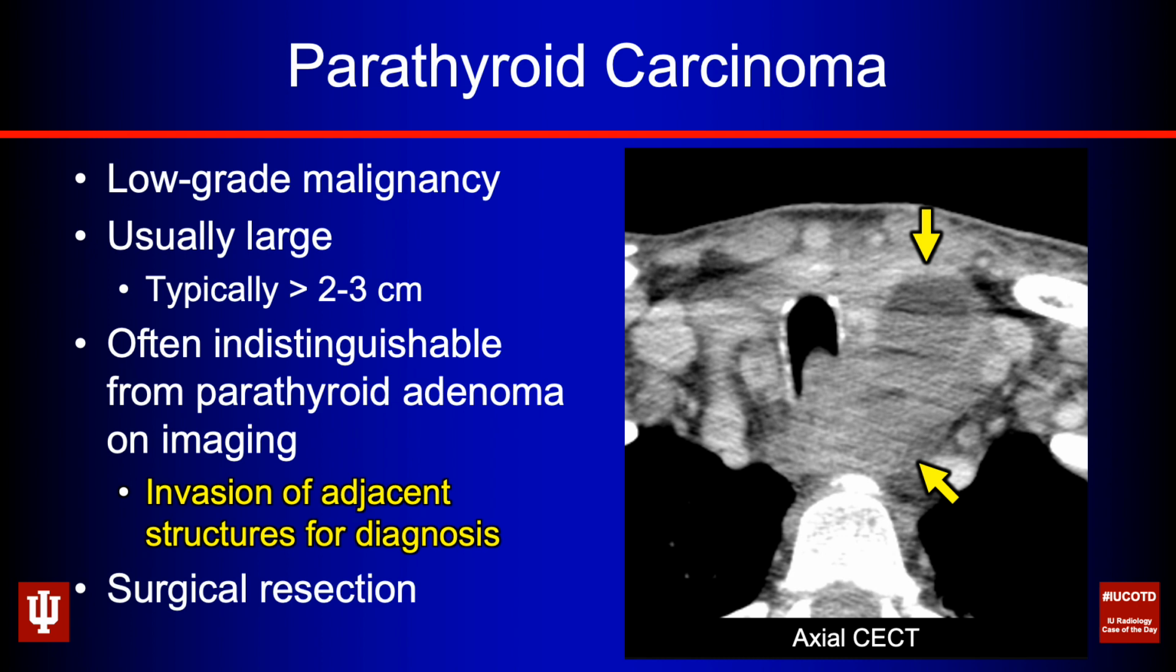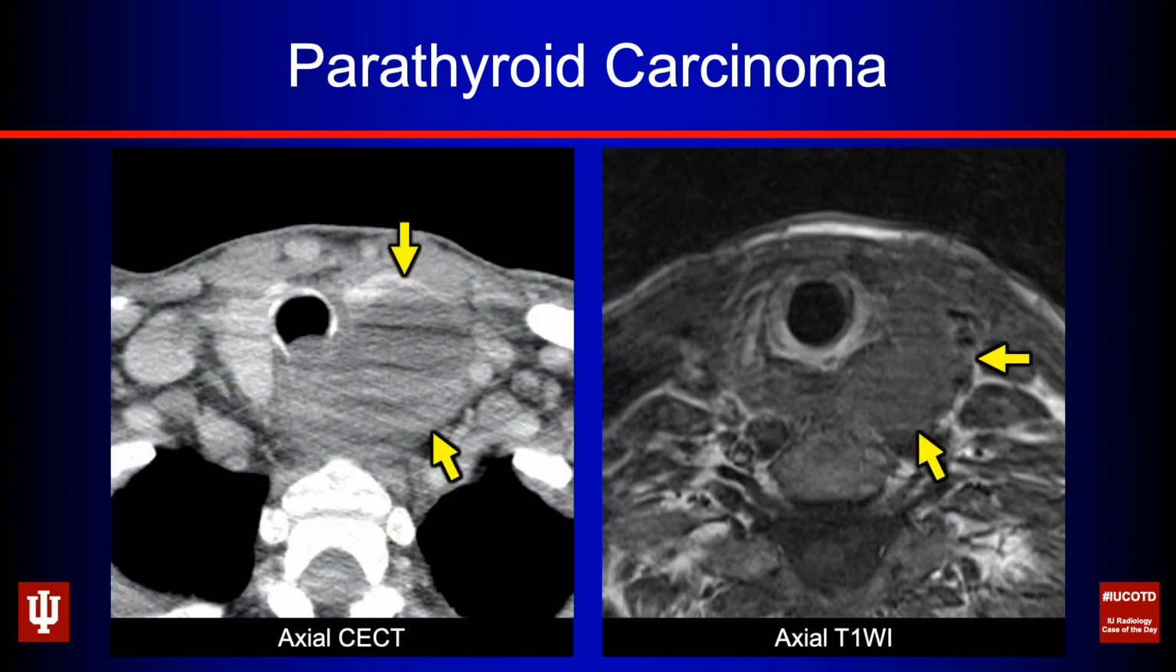So here we again see this low-density mass in the visceral space, really indistinguishable from the prevertebral musculature and the esophagus. So this is a place where MRI can be complementary in trying to better evaluate the extent of tumor. And in this case, you can get a better sense of where it's extending and where we have still preserved tissue planes on the T1 pre-contrast imaging.